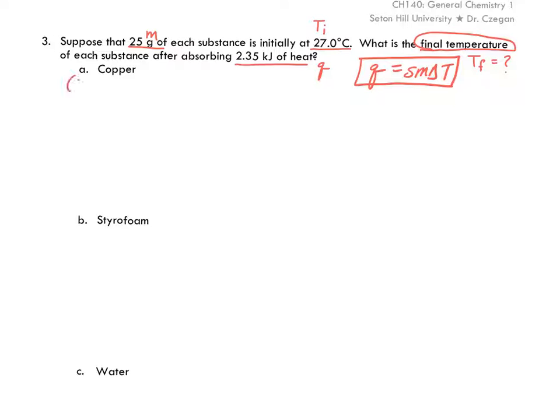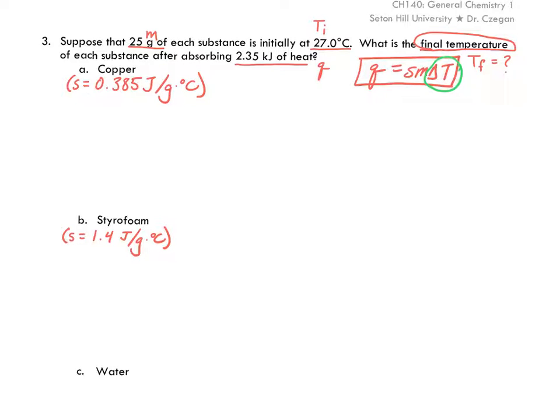For copper, S is 0.385 joules per gram degrees Celsius. And for styrofoam, S is 1.4 joules per gram degrees Celsius. Okay, so the two different ways you can solve this problem relate to how we handle this delta T component. In the first method, we're going to rearrange the equation and solve directly for the delta T.